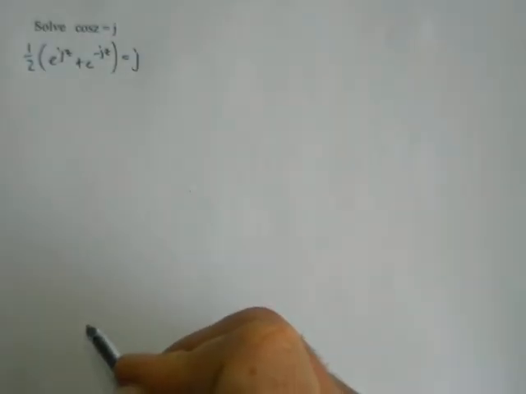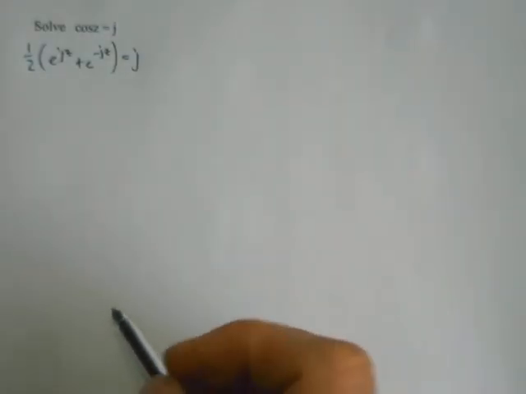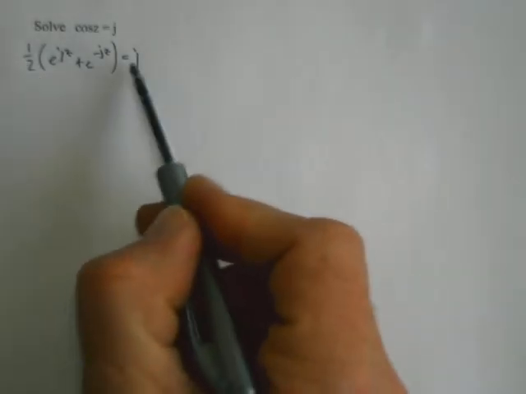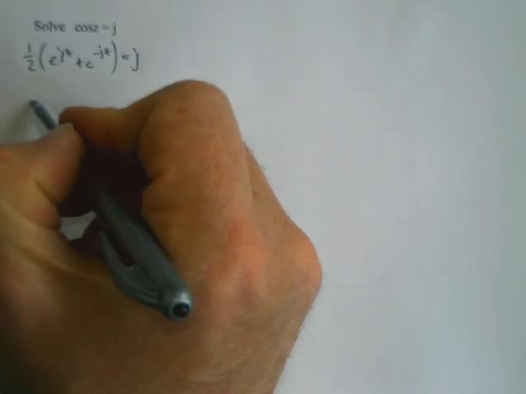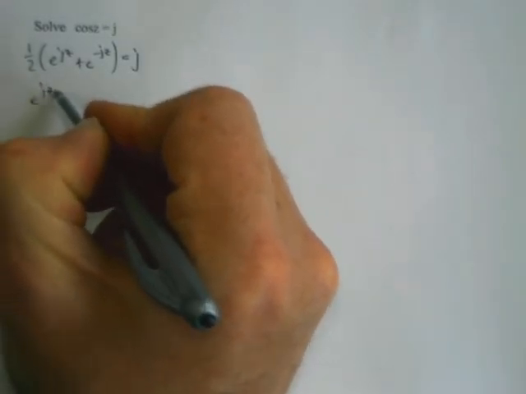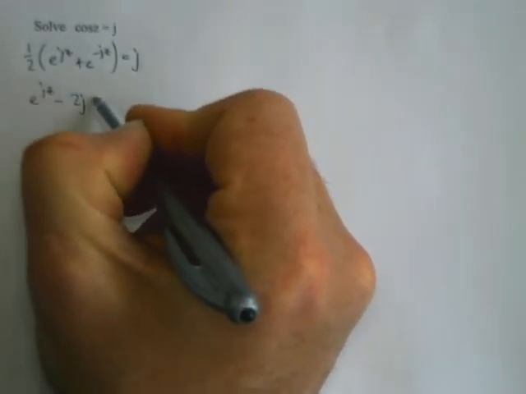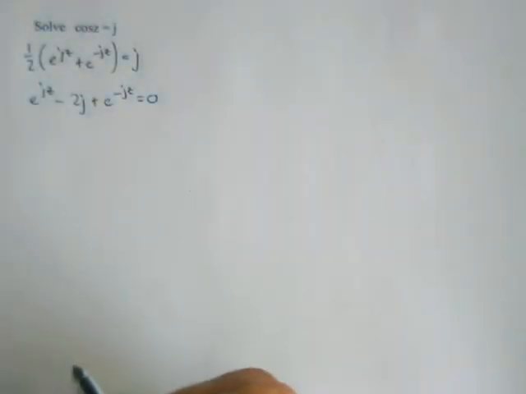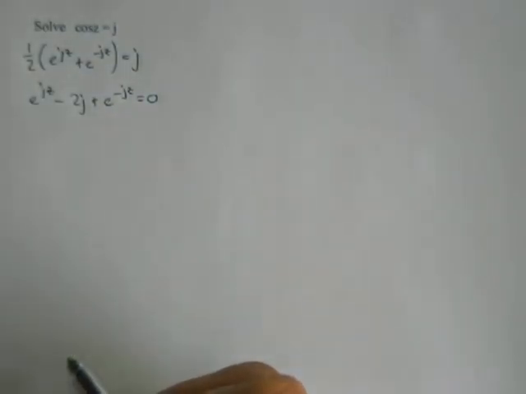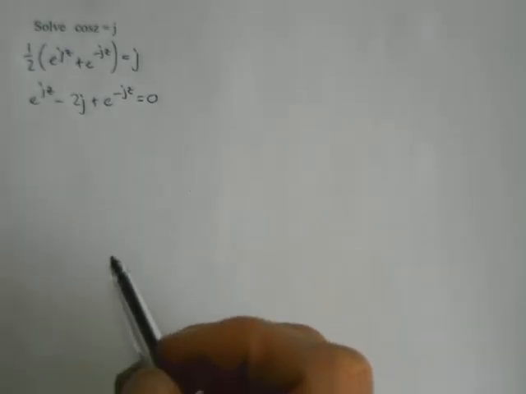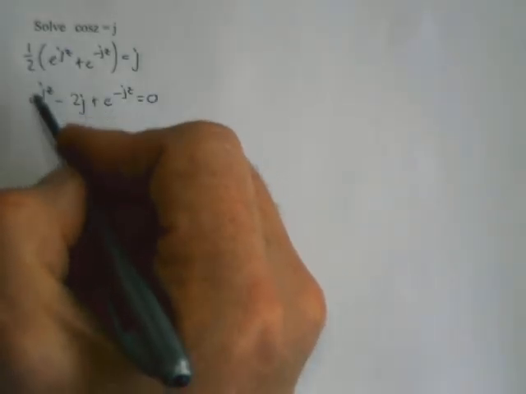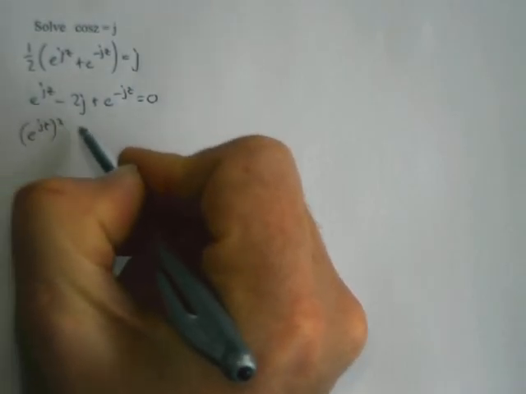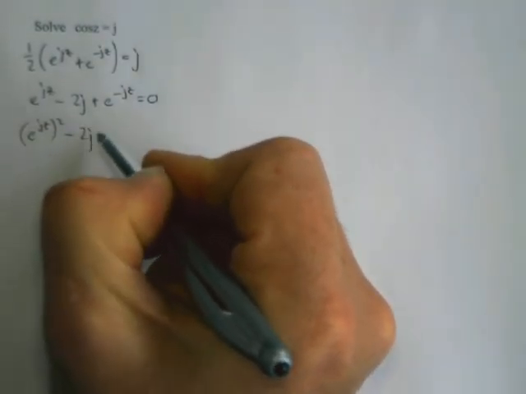The way we're going to solve this is to basically make a quadratic out of it. So I'm going to multiply that 2 up and bring it over to this side. I'm going to have e to the jz minus 2j plus e to the minus jz equals 0. I'm going to use the same trick I used when we were doing the catenaries: multiply everything through by e to the jz. So I have e to the jz squared minus 2j e to the jz plus 1 equals 0.